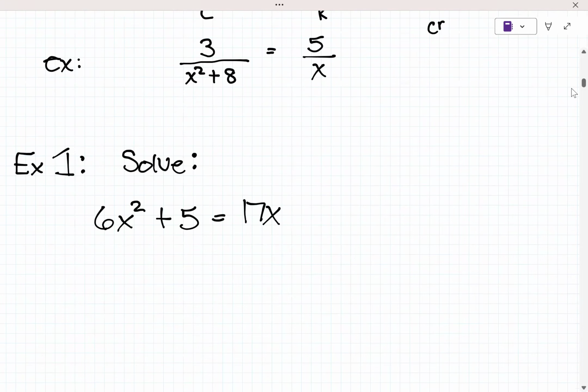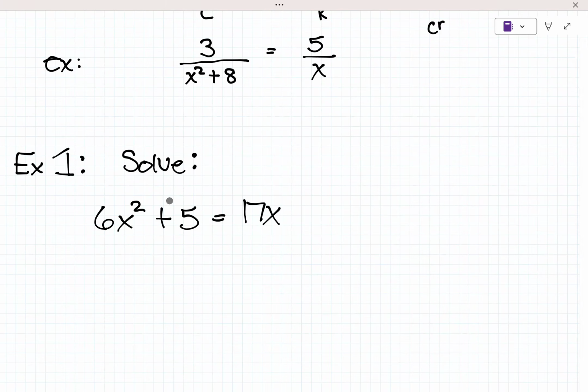Okay, so let's start dealing with some examples. In example one, the direction says solve. So always read the directions. Sometimes they might say solve or factor. There is a difference. When we solve, our final answer will be x equals a number, right?